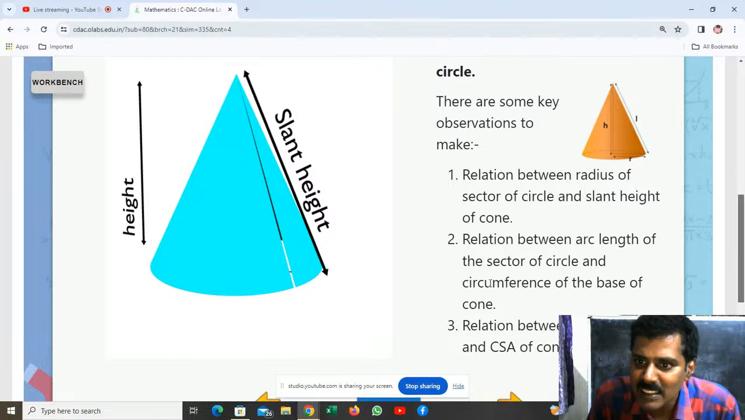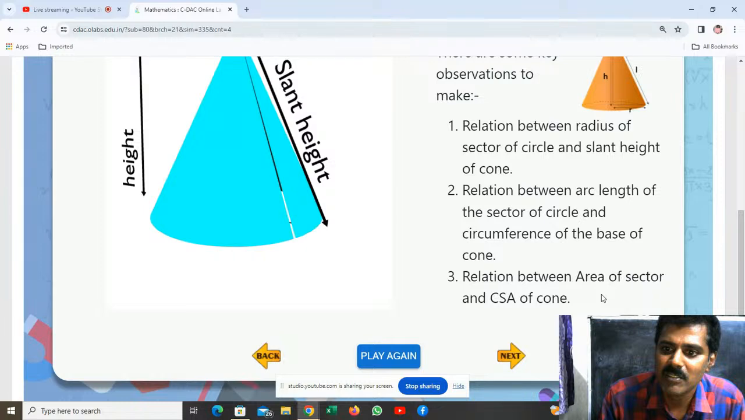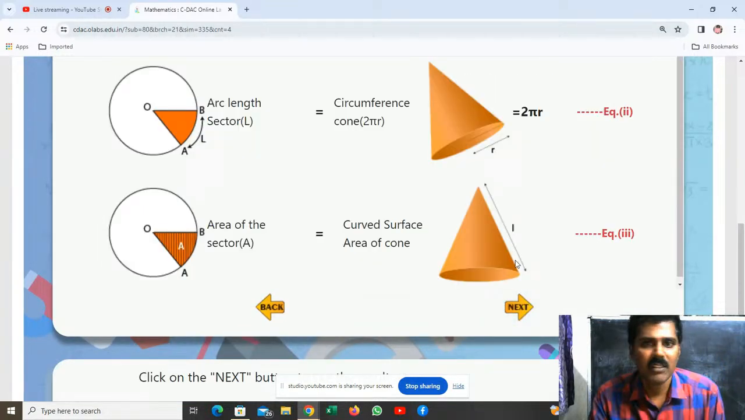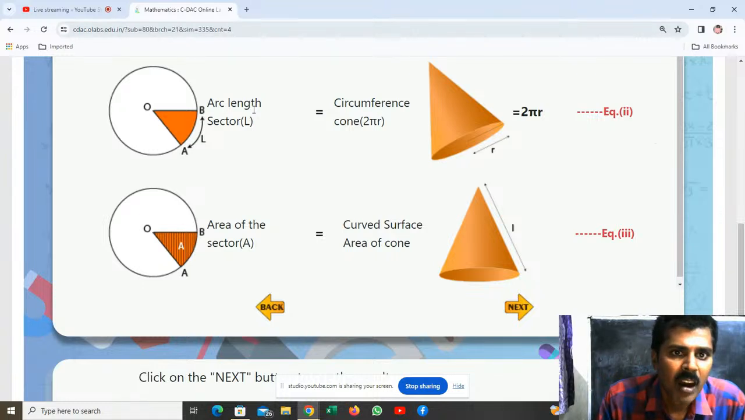Relation between the arc length of the sector and the circumference of the base. We will find the arc length, and finally we'll find the area of the sector. See here, the arc length of the sector is equal to the circumference of the cone.